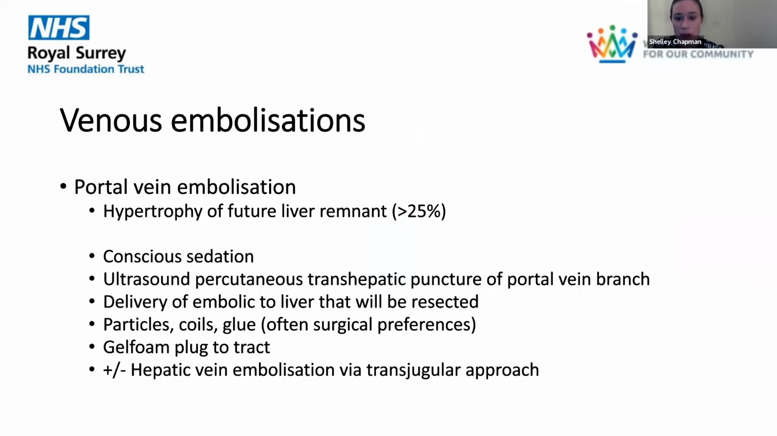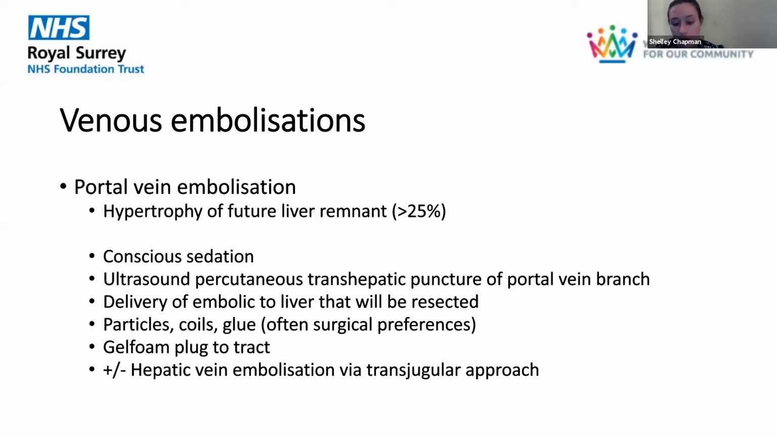So we also do venous embolizations. The main procedure we do for liver surgery is the portal vein embolization, and the idea is to induce hypertrophy of the future liver remnant greater than 25%, assuming that the background liver is normal. So this is performed under conscious sedation. We gain access to the peripheral portal vein branches via ultrasound guided puncture, and then we deliver an embolic into the liver portal vein branches that will be resected.